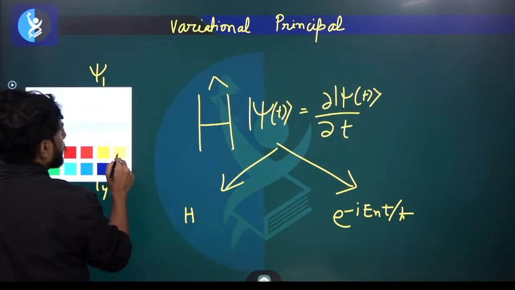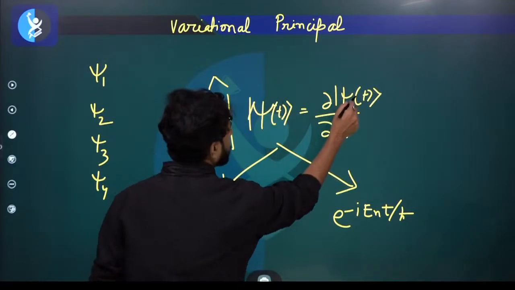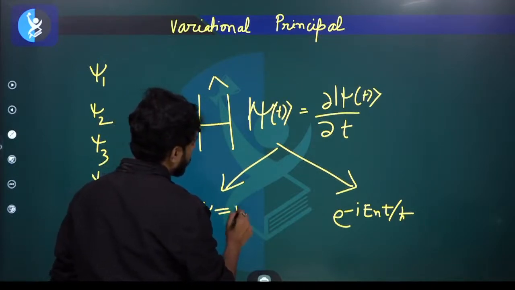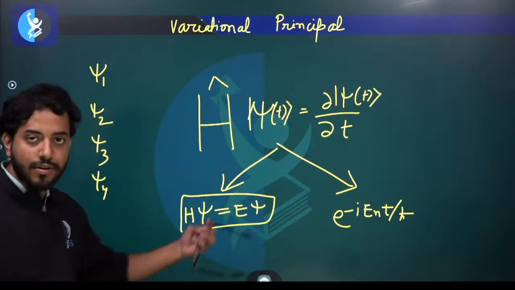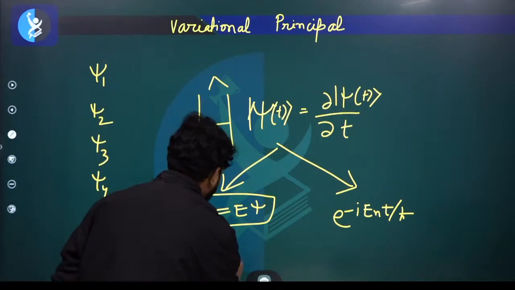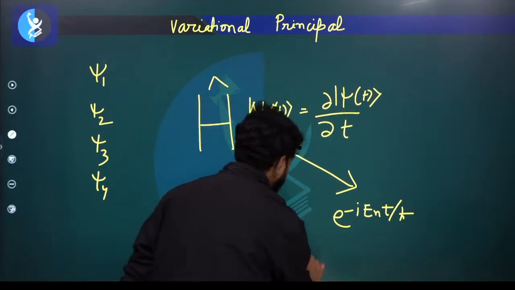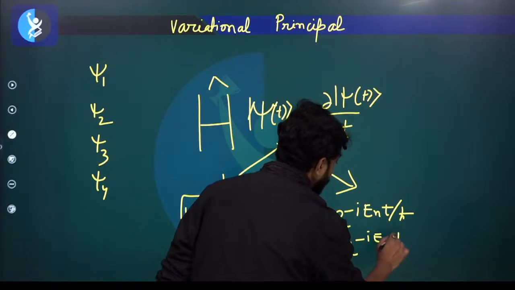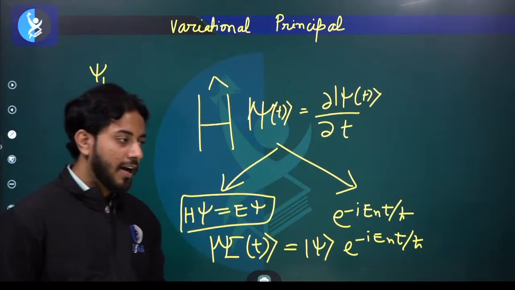Basically, I write these two psi differently because one is a function of time, so I might prefer to call it like this, but this is just the psi wave function. So H psi equals E psi. That's all. This is the time independent Schrodinger equation. As soon as you get these two things, you write the total solution psi of t as psi times e to the power of negative i E_n t by h-cut.